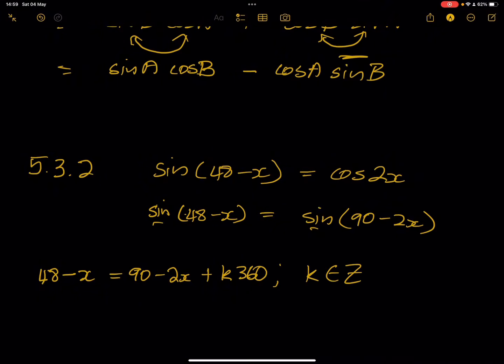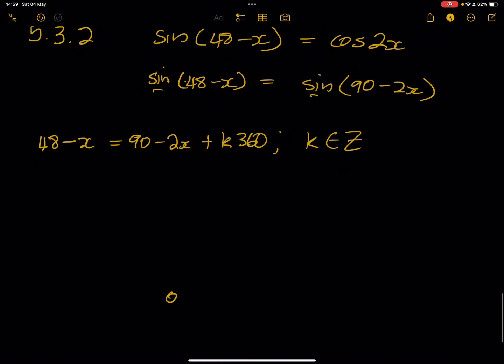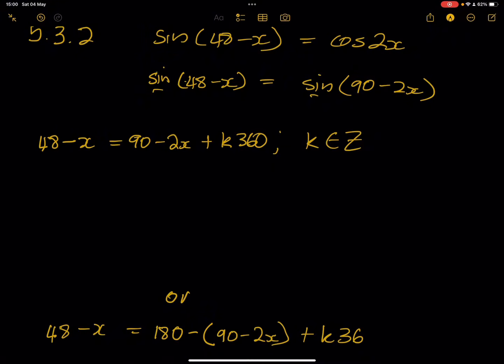But remember, whenever you are taking an angle for sine, there are two possibilities. The other one would be at 180 minus, right? So I'm going to write it at the bottom there, or 48 minus x would be equal to 180 minus 90 minus 2x, right? Plus k 360, okay?